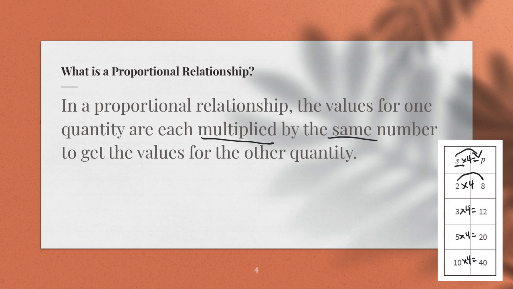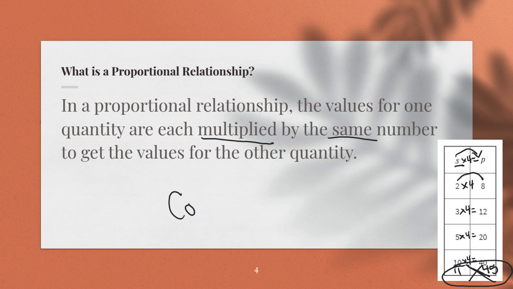If I had, let's just say, 11 and then 45, 11 times 4 would not be 45. So if I have one example where it does not work, that would mean that it would not be proportional. However, that's just one example. If I didn't have that, then yes, it's proportional.